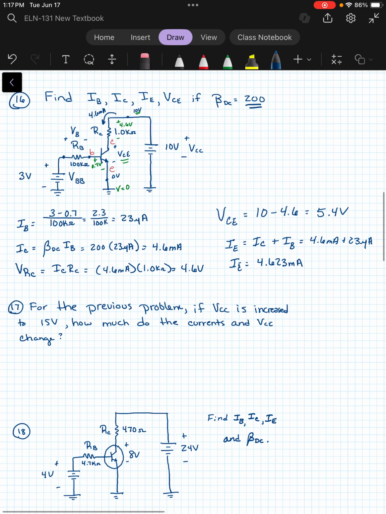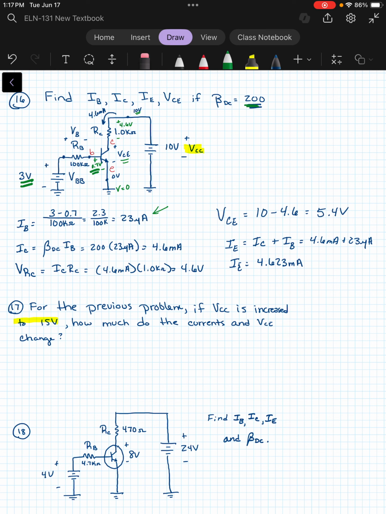So for number 17, we're still looking at this same circuit. And we're asked if we increase the VCC, again, which is right here. If we increase VCC to 15 volts, how much do the currents change and how much does VCE change? So first of all, remember how we found our IC. With IB, we found IB by taking our 3 volts and subtracting the 0.7 drop here. That's not going to change because VCC changes.